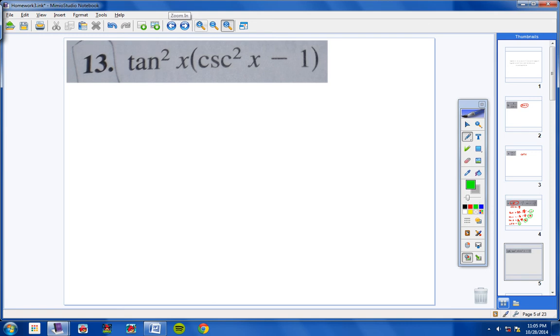The directions for number 13 say to use the fundamental trig identities to simplify the expression. Well, first of all, if you look at your basic trig identities, you will see some Pythagorean identities, and you will see that cosecant squared x minus 1 is the same thing as cotangent squared x. Okay, so this became this. Now, tangent squared, I'm going to put it over 1, times the reciprocal of cotangent, which is 1 over tangent squared.